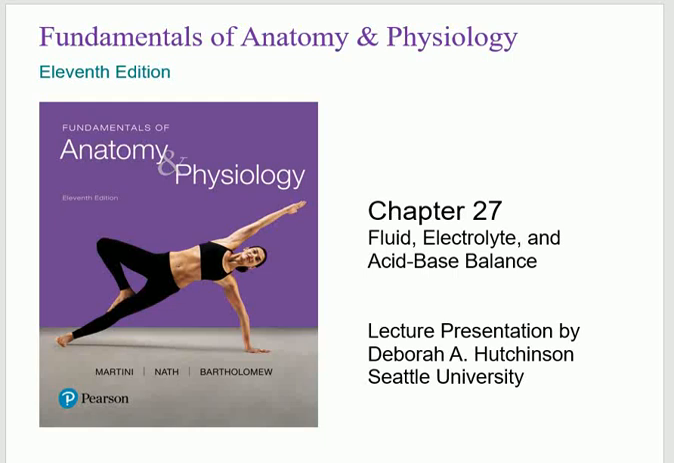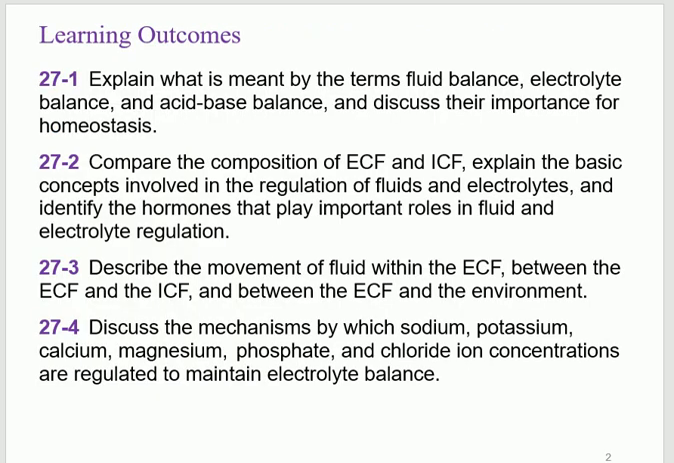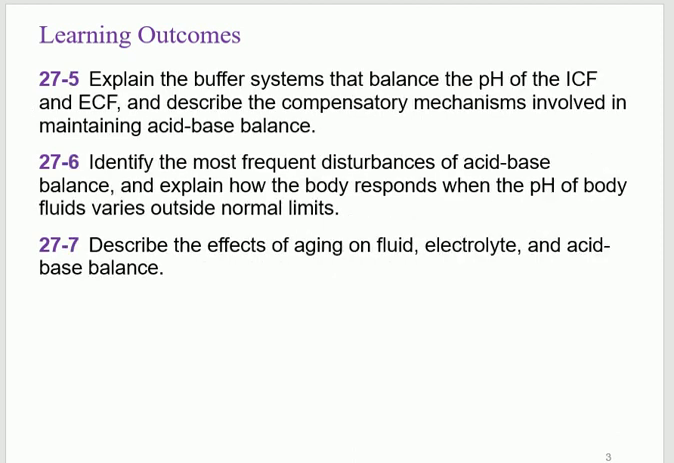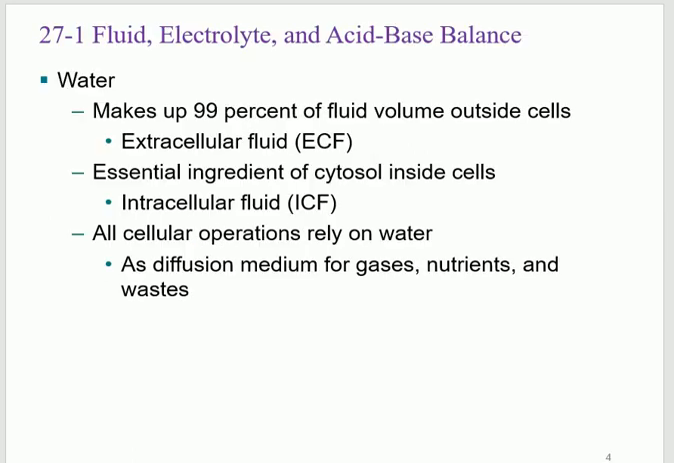Chapter 27. This is fluid, electrolytes, and acid-base balance. Again, this is a continuation of the urinary system, because all of this is controlled by the urinary system. So we're going to talk about fluid and electrolytes, the balance, input and output, the acid-base balance, the different types of fluids, the contents of each one of these fluids, including the ions, pH and its regulation, electrolytes, and so on.